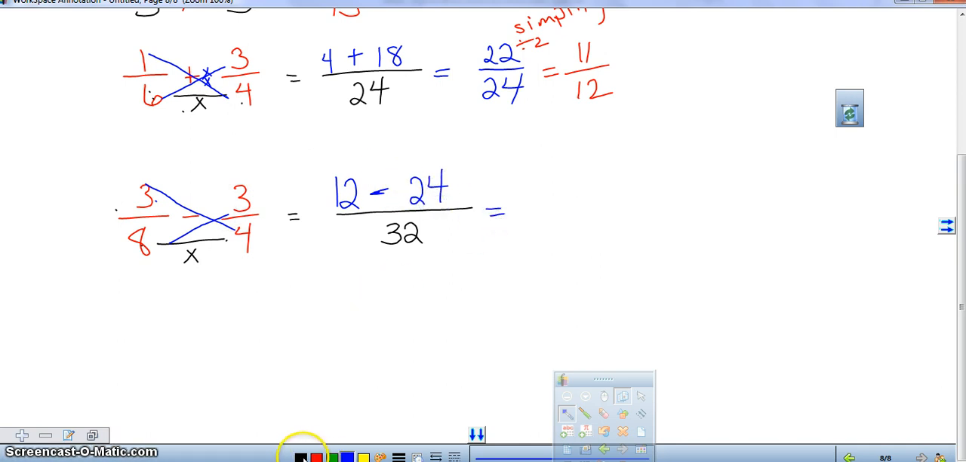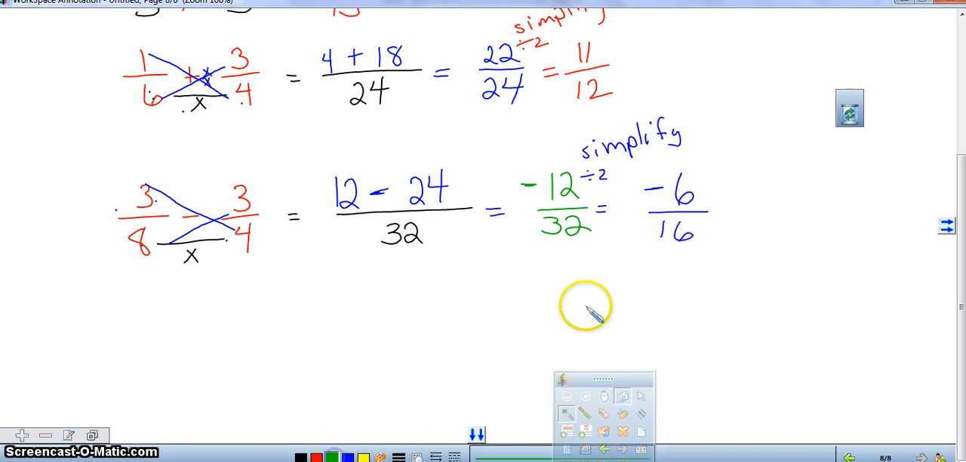Now you got to use your rules from integers. 12 minus 24. 24 is bigger, so it's going to be negative 12 over 32. And then simplify. I'm going to divide by 2, and I get negative 6 over 16. Oh, I can do it again. Divide by 2, and I get negative 3 over 8. That would be my fraction, my answer.